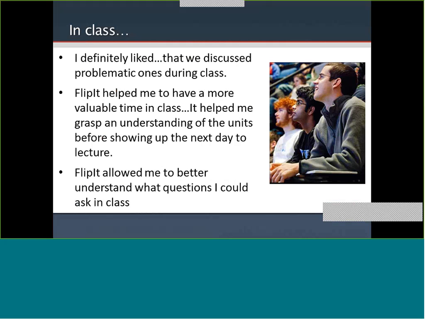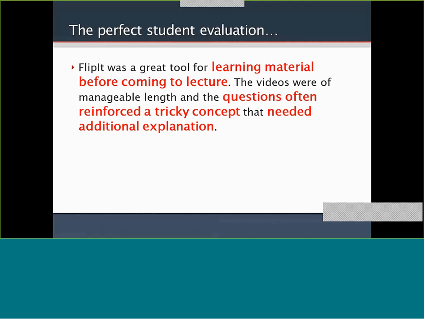And so this notion about we discussed the problems in class. It gave me some kind of basic understanding, but not of grammar. And then this key thing, it helped me think about what questions to ask. Because I had to stop and reflect on my learning, and that helped me think about what questions I'm going to ask. So this program is very, very popular with the students. And then I had this almost perfect. I read it this morning, and I thought I should have said almost perfect. FlipIt was a great tool for learning the material before coming to class. Exactly what we want them to do.